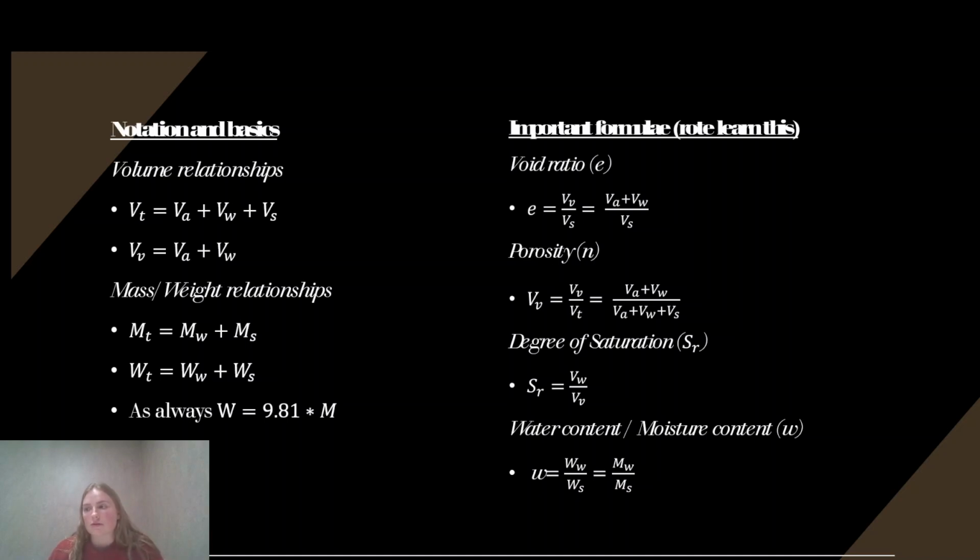Most of this course revolves around saturated soil analysis, as it's often seen as the worst case in soil mechanics because it often has the lowest shear strength and the worst engineering properties.